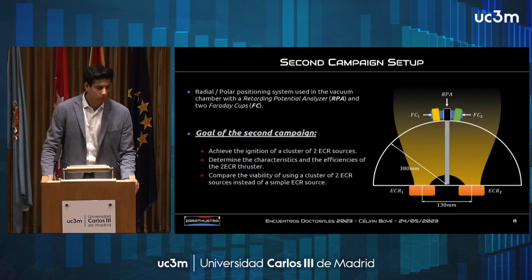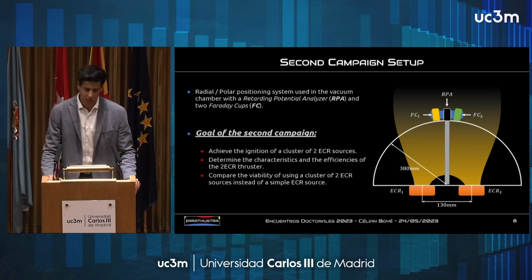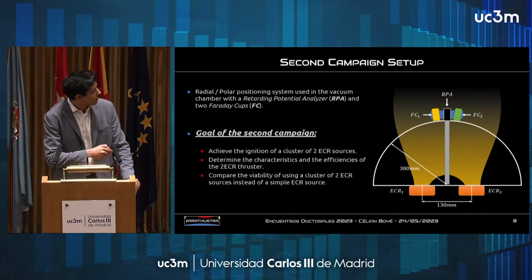We use the radial polar positioning system in the vacuum chamber, which is in the EP2 lab, with two kinds of probes. First, an RPA, retarding potential analyzer, and also two Faraday cups, which are set as you can see on this scheme.